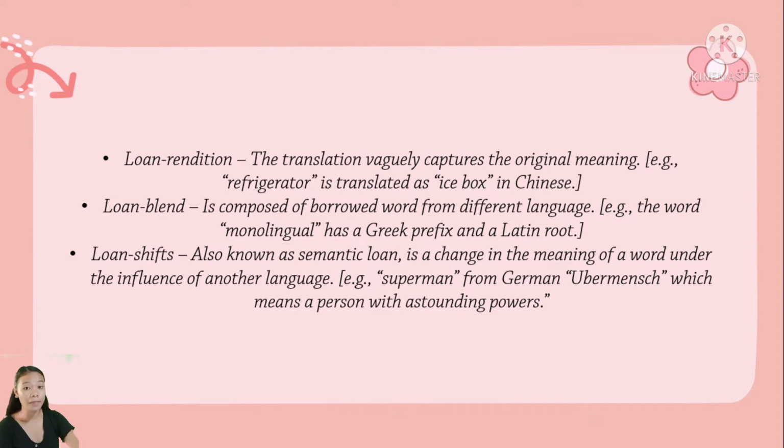It is another type of borrowing that is also known as semantic loan. It refers to a change in the meaning of a word under the influence of another language. In short, the meaning of a certain word from another language is the one that is being borrowed. For instance, the word Superman borrowed its meaning from the German word Übermensch, which means a person with outstanding powers. The next example is the word bridge.